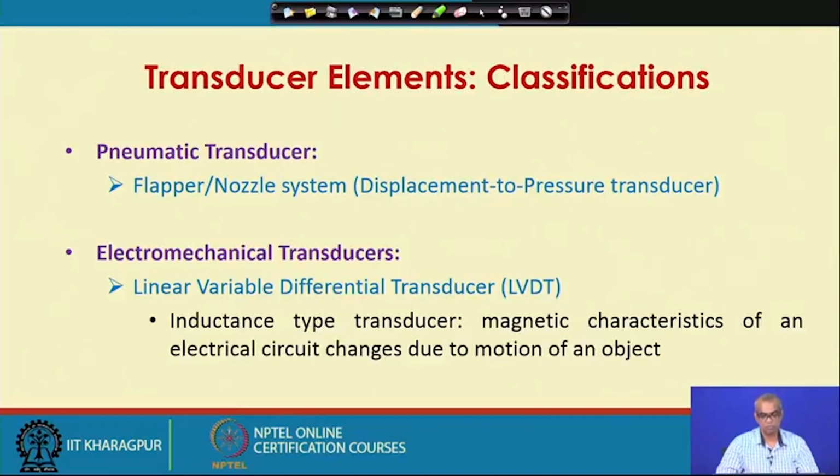Electromechanical transducers, we will talk about linear variable differential transformer or transducer, an inductance type transducer. The magnetic characteristic of an electrical circuit changes due to motion of an object. So, this is the principle under which it works.